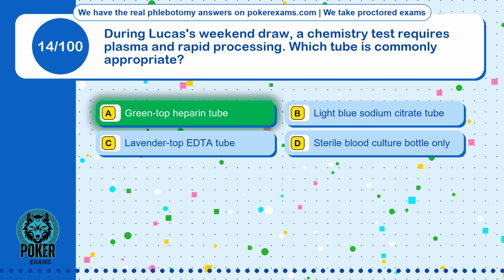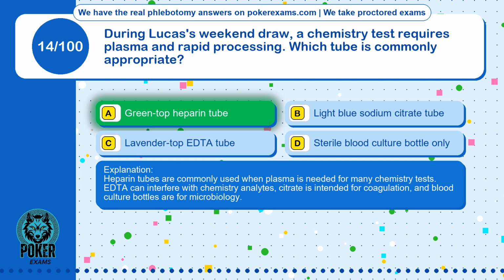The correct answer is option A. Green top heparin tube. Heparin tubes are commonly used when plasma is needed for many chemistry tests. EDTA can interfere with chemistry analytes, citrate is intended for coagulation, and blood culture bottles are for microbiology.